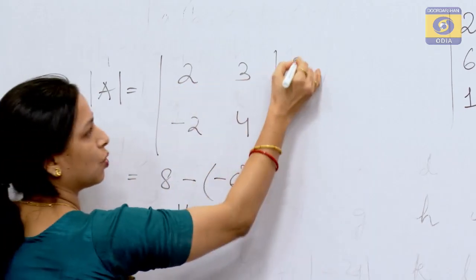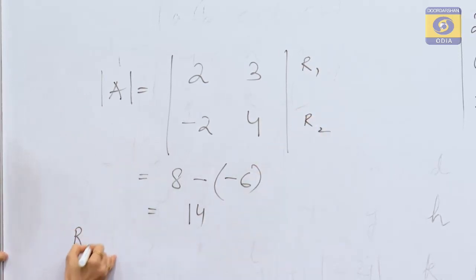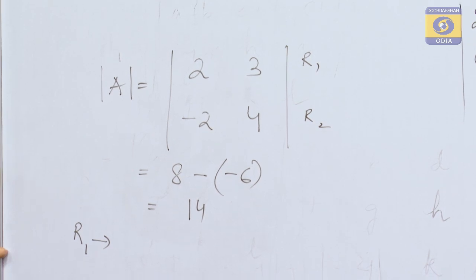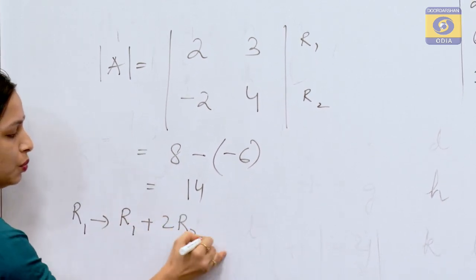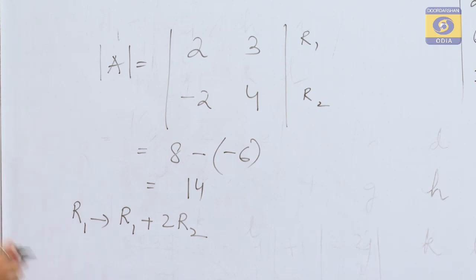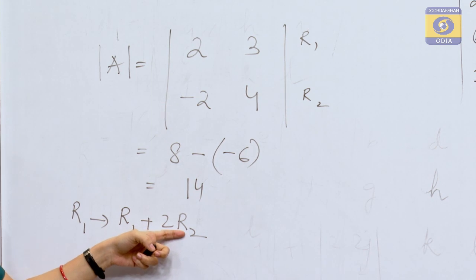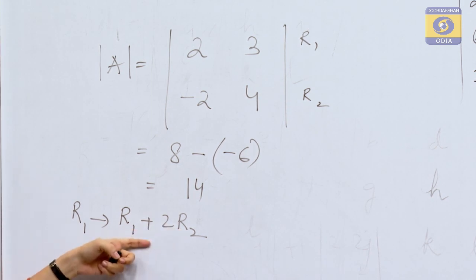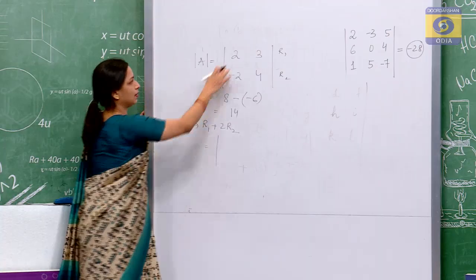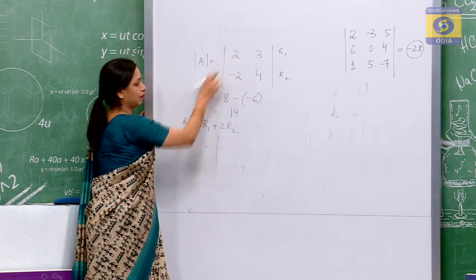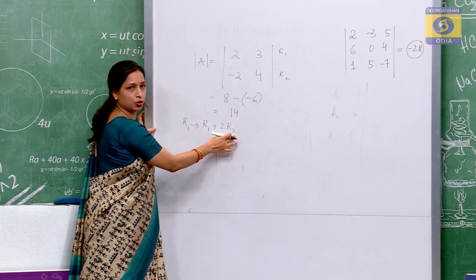Now, you know this is row 1 and this is row 2, right. If I write that row 1 means row 1 plus 2 R 2, that means here we are adding the multiples of another element of another row and making a new element, right. So, the new determinant will be, row 1 will now follow this equation, that means row 1 plus 2 row 2 element.